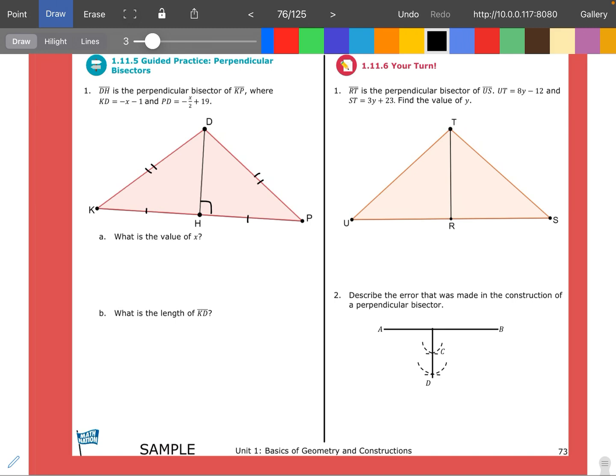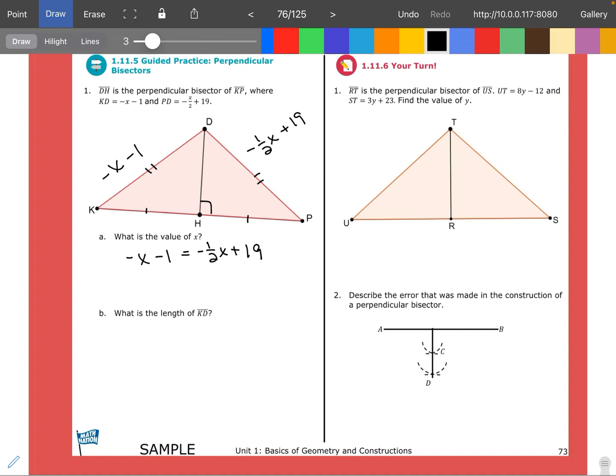KD is negative x minus 1. PD is negative x over 2. So it makes some people happier just to do negative 1/2 x plus 19. Okay. What is the value of x? Well, to find x, we set those two expressions equal to each other. So negative x minus 1 equals negative 1/2 x plus 19.